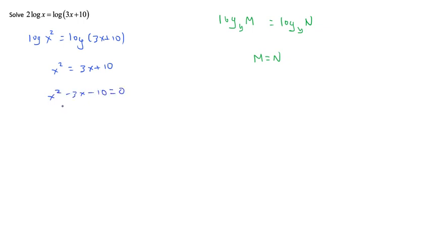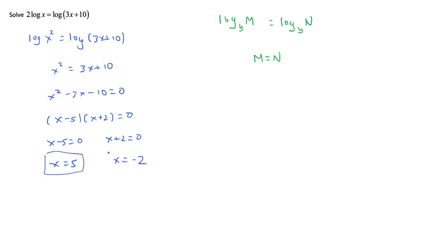And this is a quadratic equation. We should be able to factor this: x minus 5 times x plus 2 is equal to 0, sorry. And we should be able to solve, right? x minus 5 equals 0 or x plus 2 equals 0. That gives us our 2 solutions: x is equal to 5 or x is equal to negative 2.